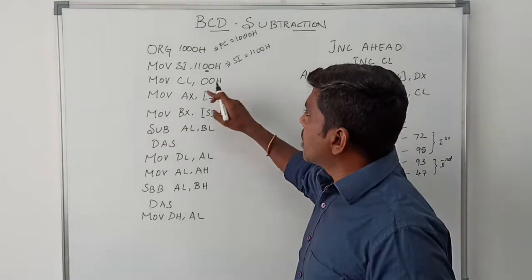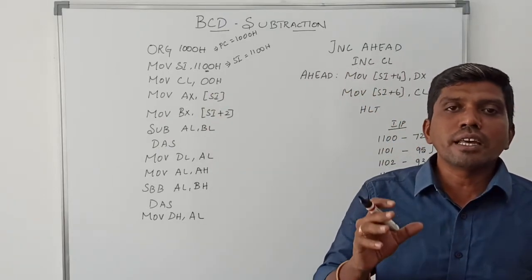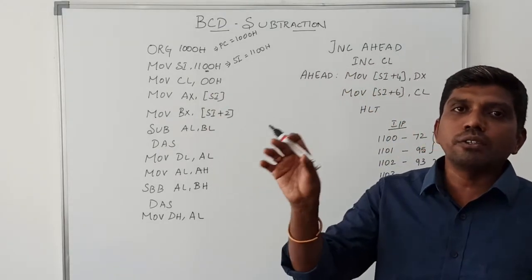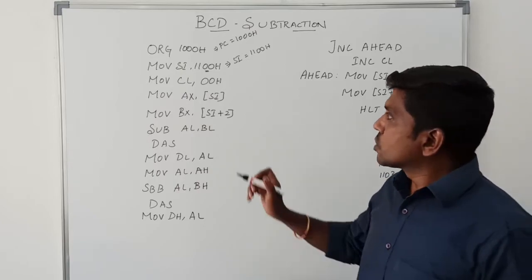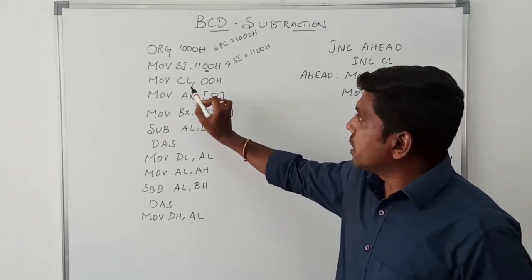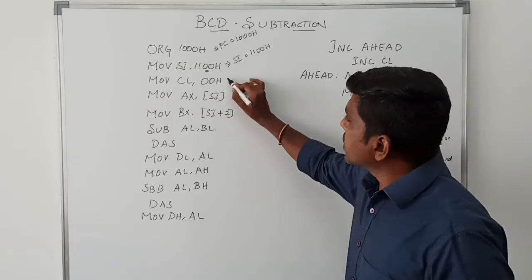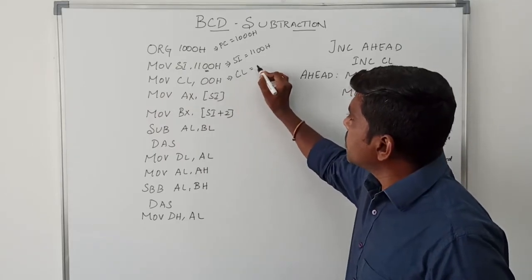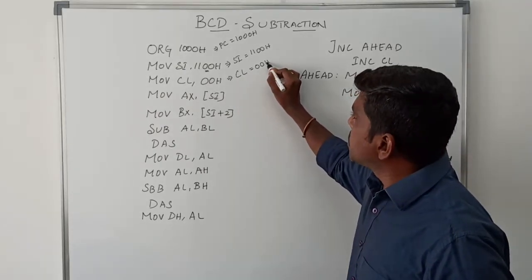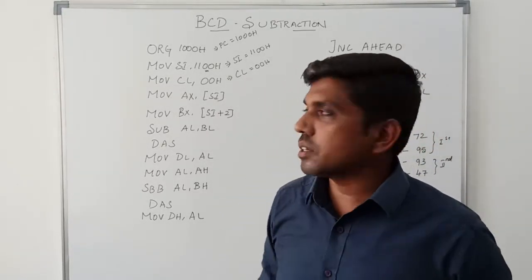The next instruction is MOV CL, 00H. If after subtraction there is any borrow present, that borrow value is stored in the CL register. So before that you clear the CL register content. Here we are using the instruction MOV CL, 00H. After execution of this instruction, the CL value is set to 00H. Thus you clear the borrow register value, the carry register value.